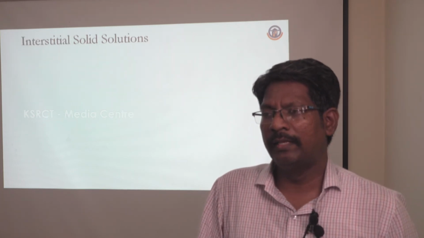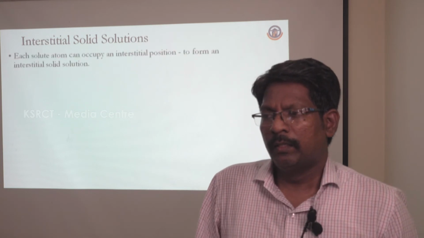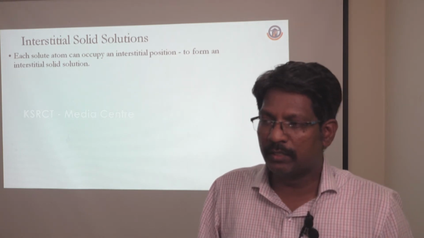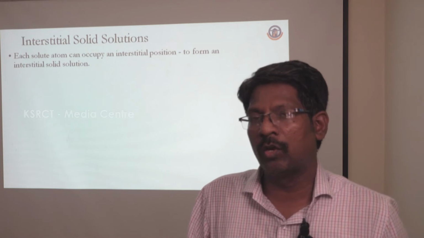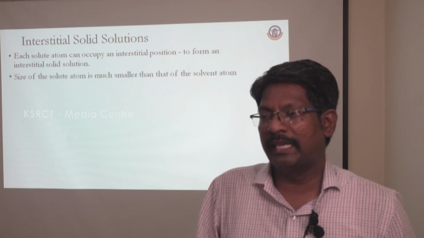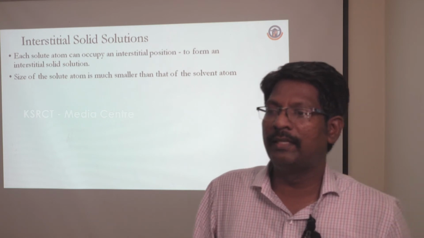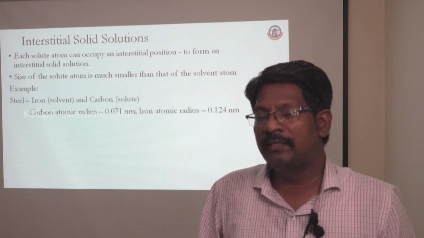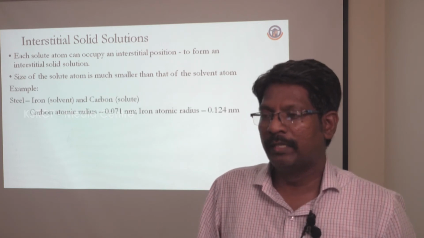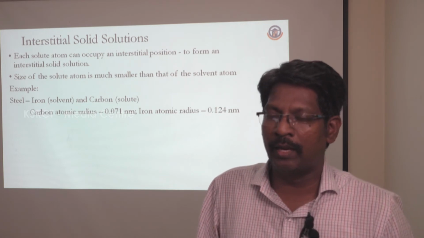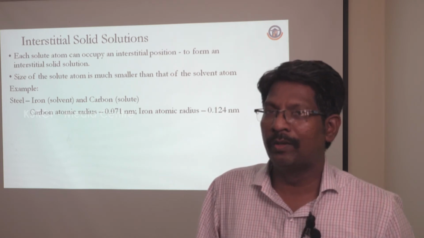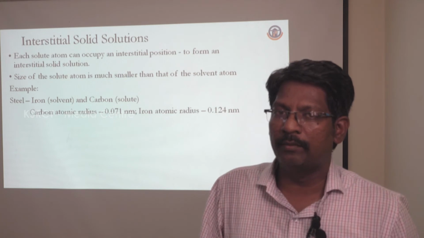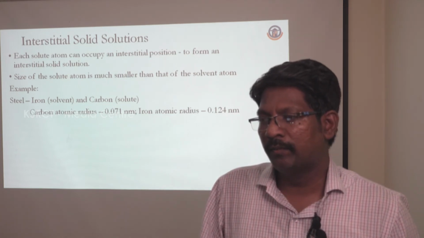Next is the interstitial solid solution. In this case, each solute atom can occupy an interstitial position in order to form an interstitial solid solution. Another thing is that the size of the solute atom is much smaller than the size of the solvent atom. The best example for this interstitial solid solution is steel. In this case, iron and carbon are the two elements mixed together to realize a solid solution. Here the carbon will be the solute atom and the iron will be the solvent atom.